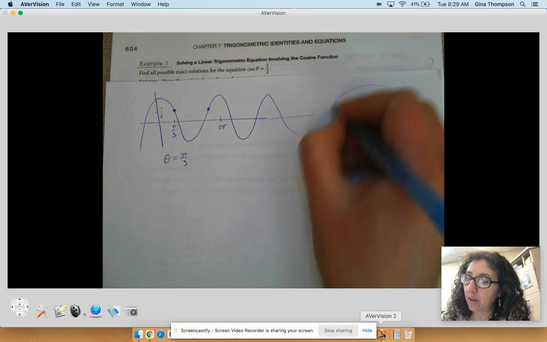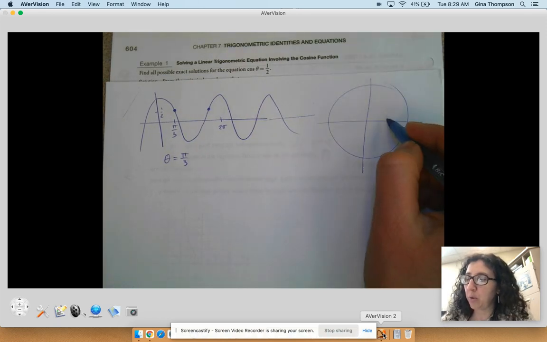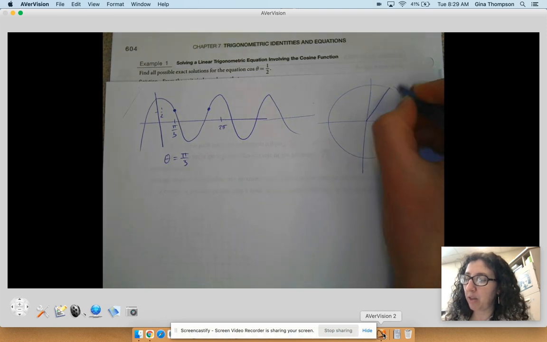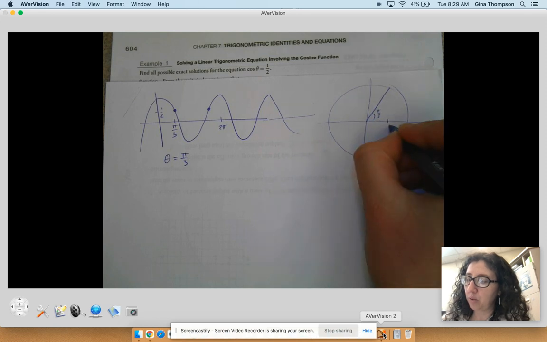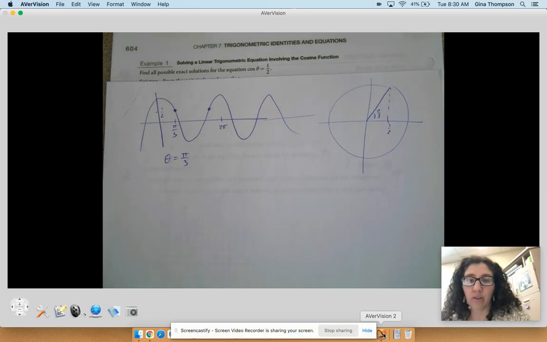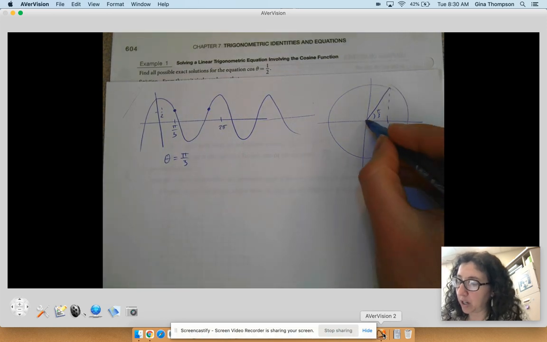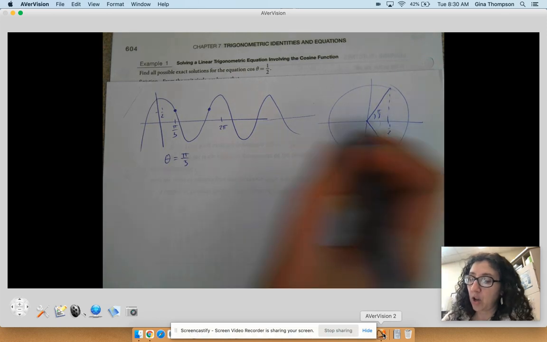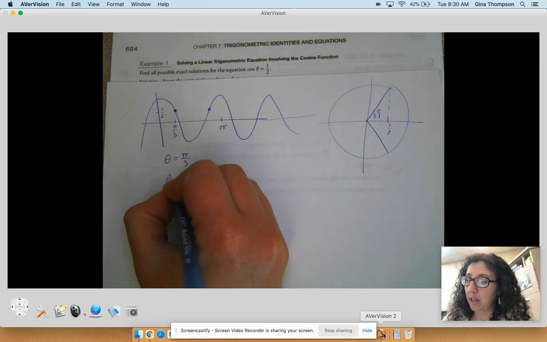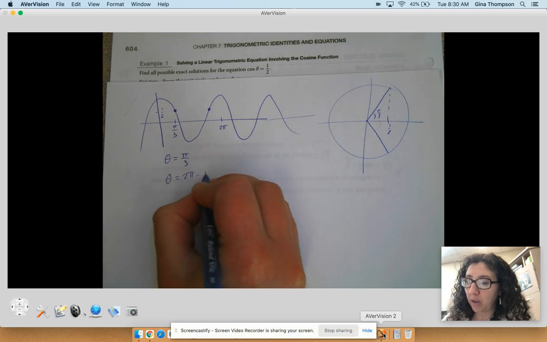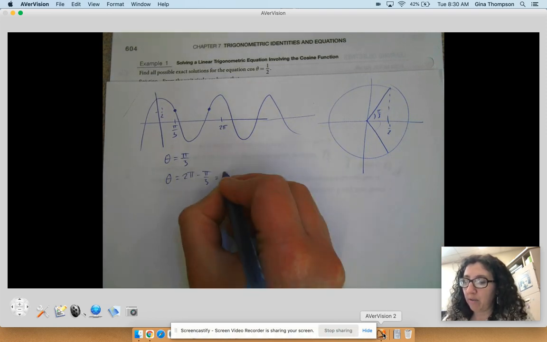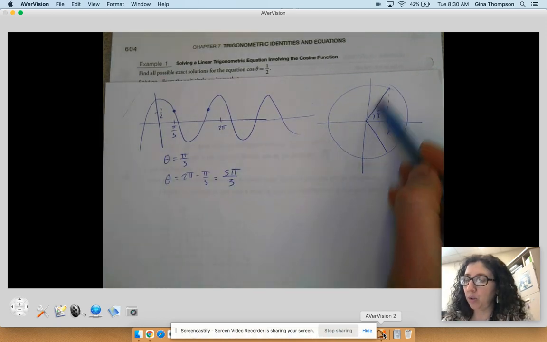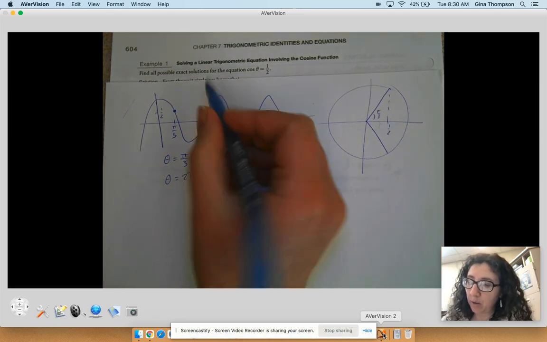We can also think about this on the unit circle. So of course we're thinking, if cosine is 1/2, there's pi thirds, and here's 1/2. We're looking for where the x value of an angle is 1/2. So the other one is going to be over here in quadrant 4, and the reference angle is going to be pi thirds. So the other solution is going to be 2 pi minus pi thirds, or 5 pi thirds. Those would be the 2 solutions on the unit circle, and so this over here would be 5 pi thirds.